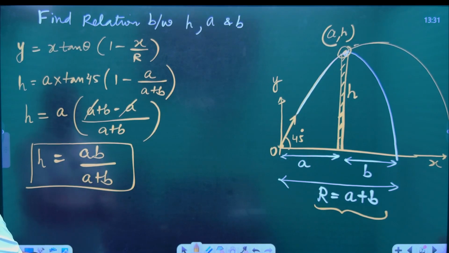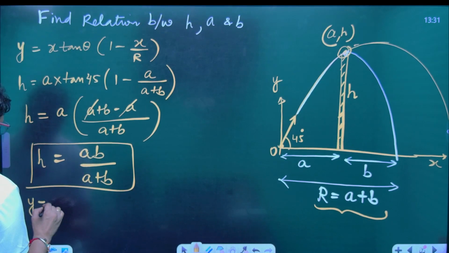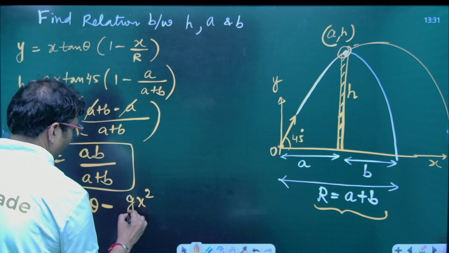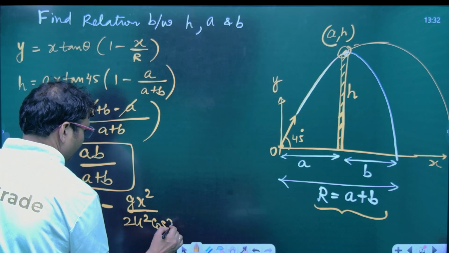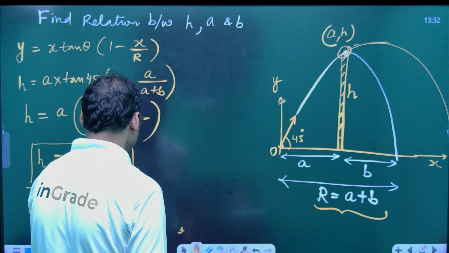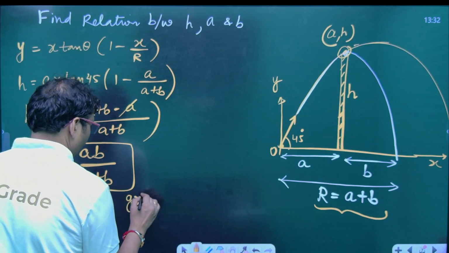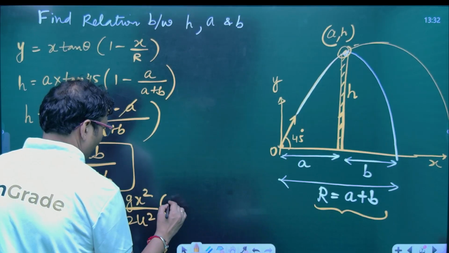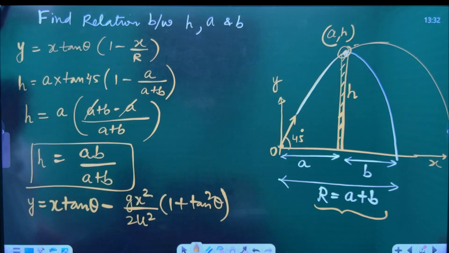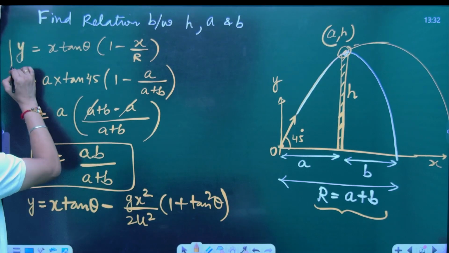Can we find out the velocity of projection as well? We can say y is equal to x tan theta minus g x square upon 2 u square cos square theta, which can be written as x tan theta minus g x square upon 2 u square times (1 plus tan square theta). From this equation, we can also find out u, isn't it? If we want to find out the relation between H, A and B, then we are supposed to use this equation.